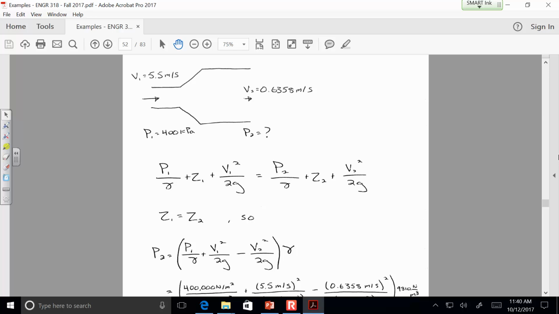The pressure at 1 is given as 400,000 newtons per meter squared divided by the unit weight of fluid, 9810 newtons per meter cubed for water, plus the velocity at 1 is 5.5 meters per second. Square that divided by 2g. And then we subtract out the velocity head at 2. And that is 0.6358 meters per second squared divided by 2g.